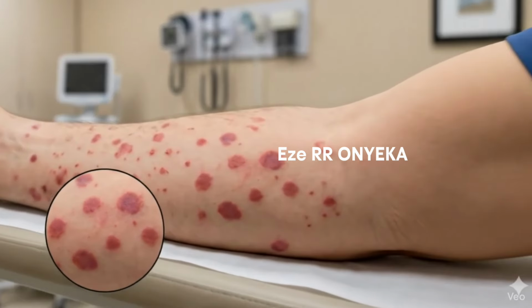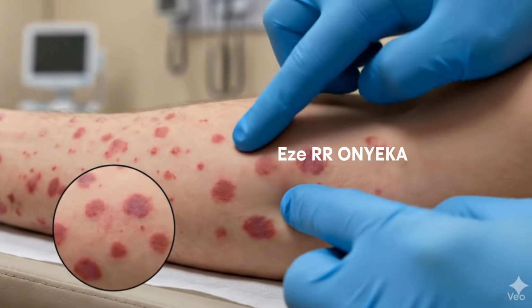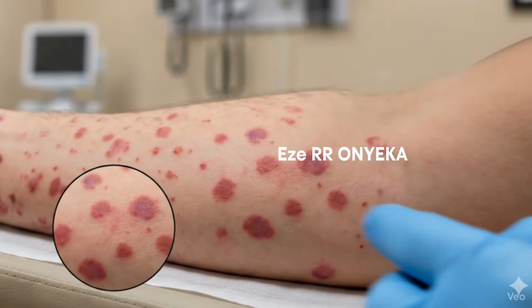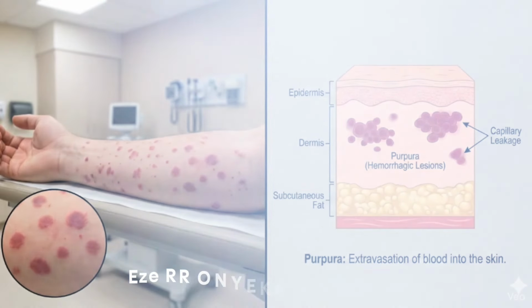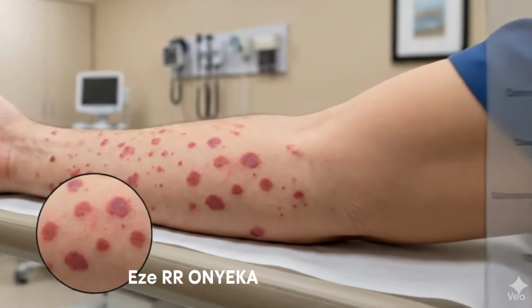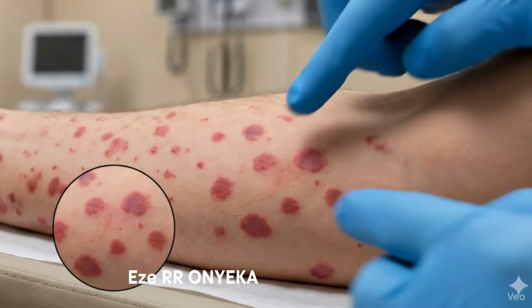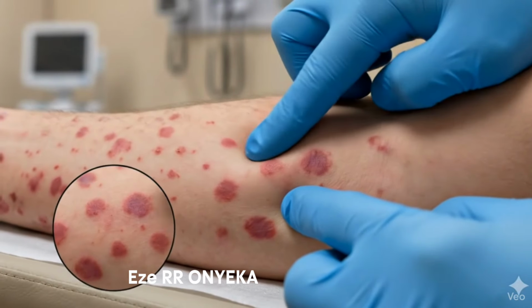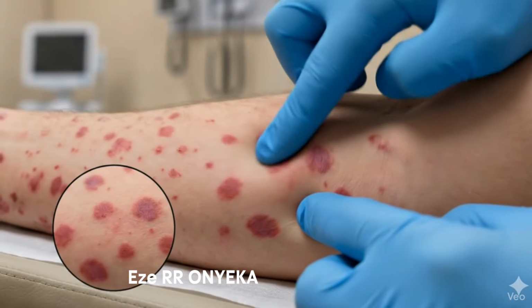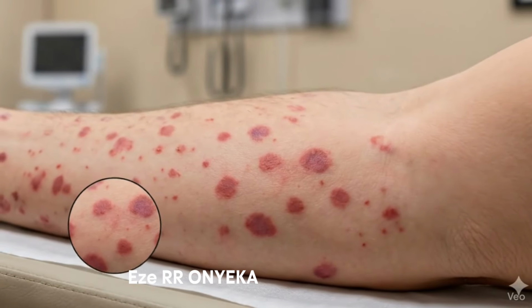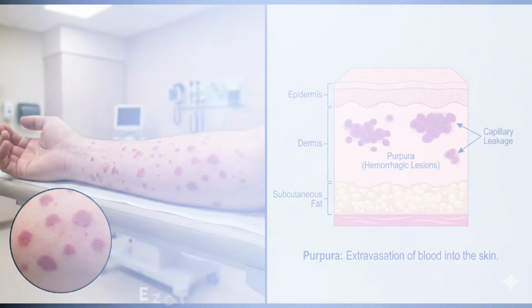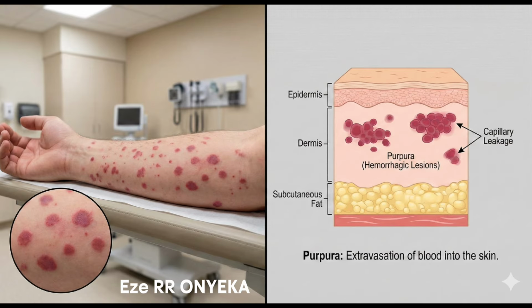Purpura are red to purple spots, 3 to 10 millimeters, caused by bleeding under the skin, non-blanching, and they do not fade with pressure. It has the following key features. Purpura are usually 3 to 10 millimeters in size, flat or slightly raised, and red-purple in color. The surface is normal and the lesions do not blanch when pressed.